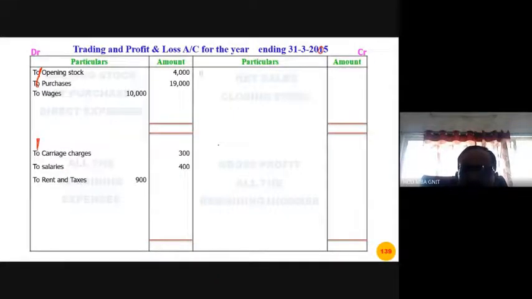On the credit side, by sales. By sales, credit side, so you have to write with the "By". On the debit side, you have to start with the "To", always, for a trading account and profit and loss account, not for a balance sheet. By sales, 29,000. Yes. Go to the problem.